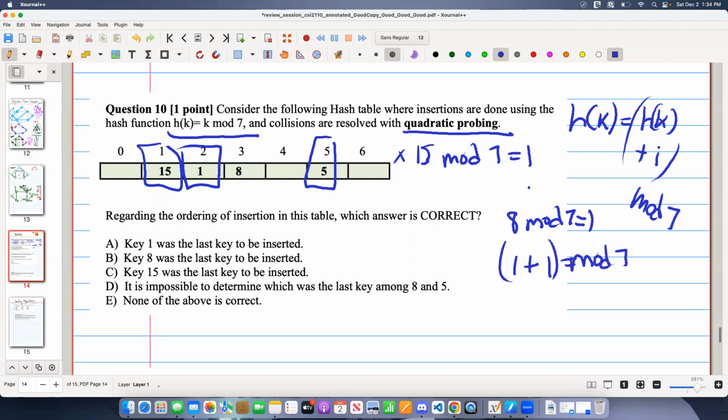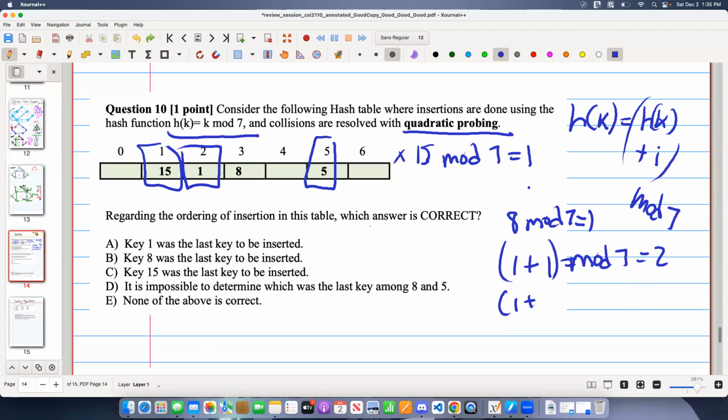What is that? 2. Is 8 in 1 or 2? No, then we continue. So now it's 1 plus 2 mod 7, which is 1 plus 2. I'm pretty sure, no, actually, wait. 1 plus 2, I'm pretty sure, and then you quadratic, right? Because it's 1, and then it's 1, might be 4.